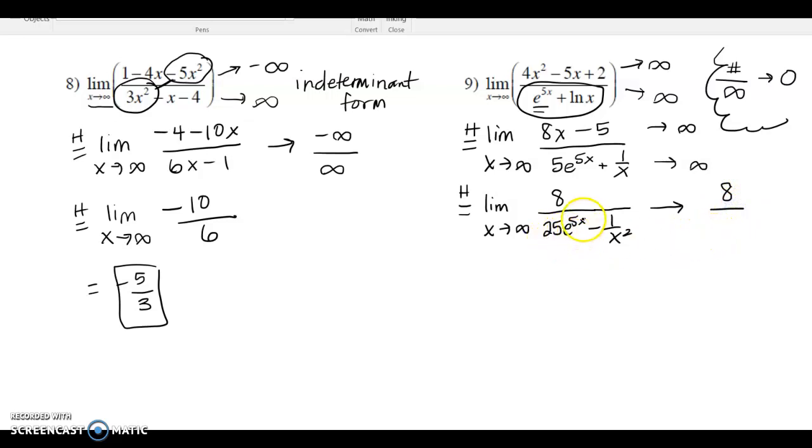And 25e to the infinity is going to be a super big infinity. Minus 1 over infinity is 0. So I have 8 over infinity. That's not an okay answer. That's not actually a number. It's just something we think about.